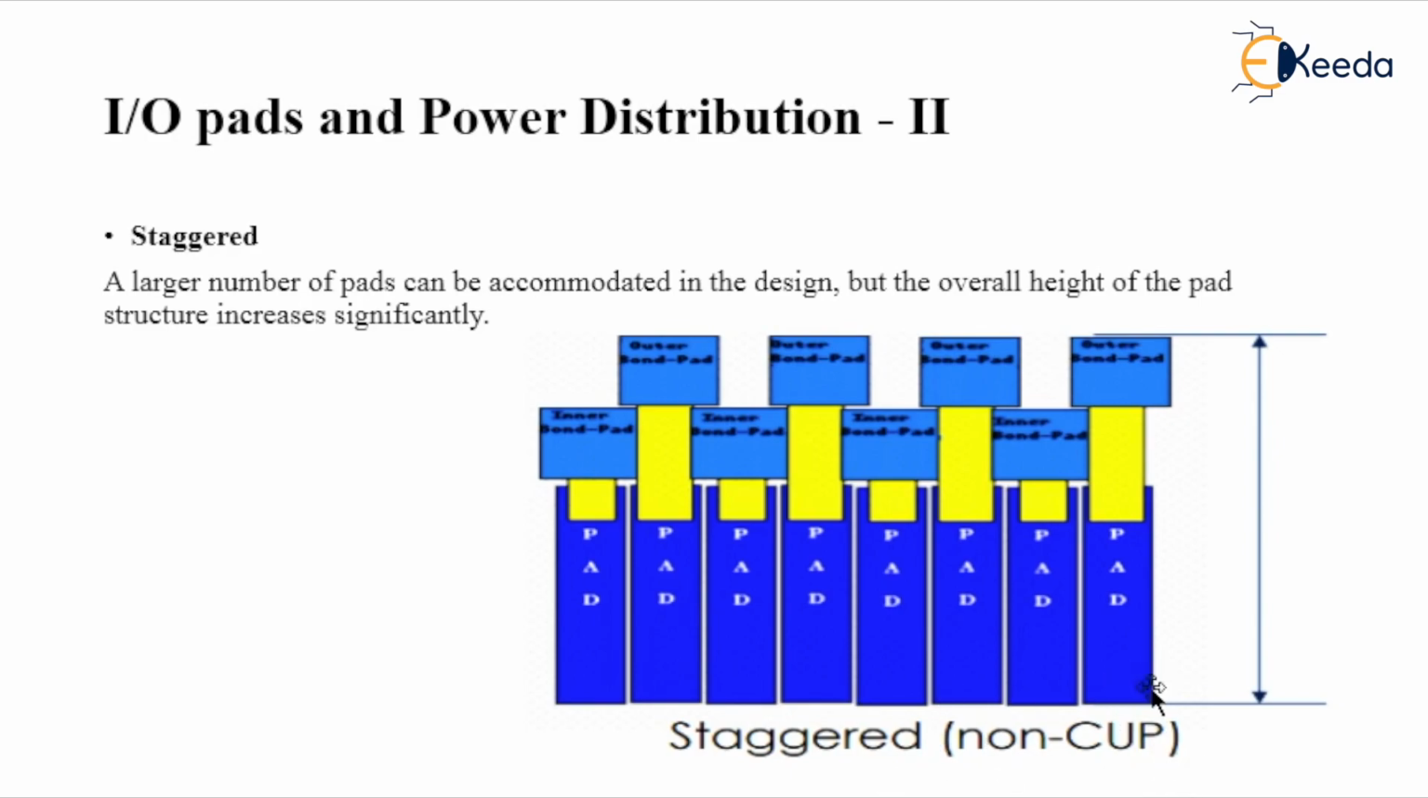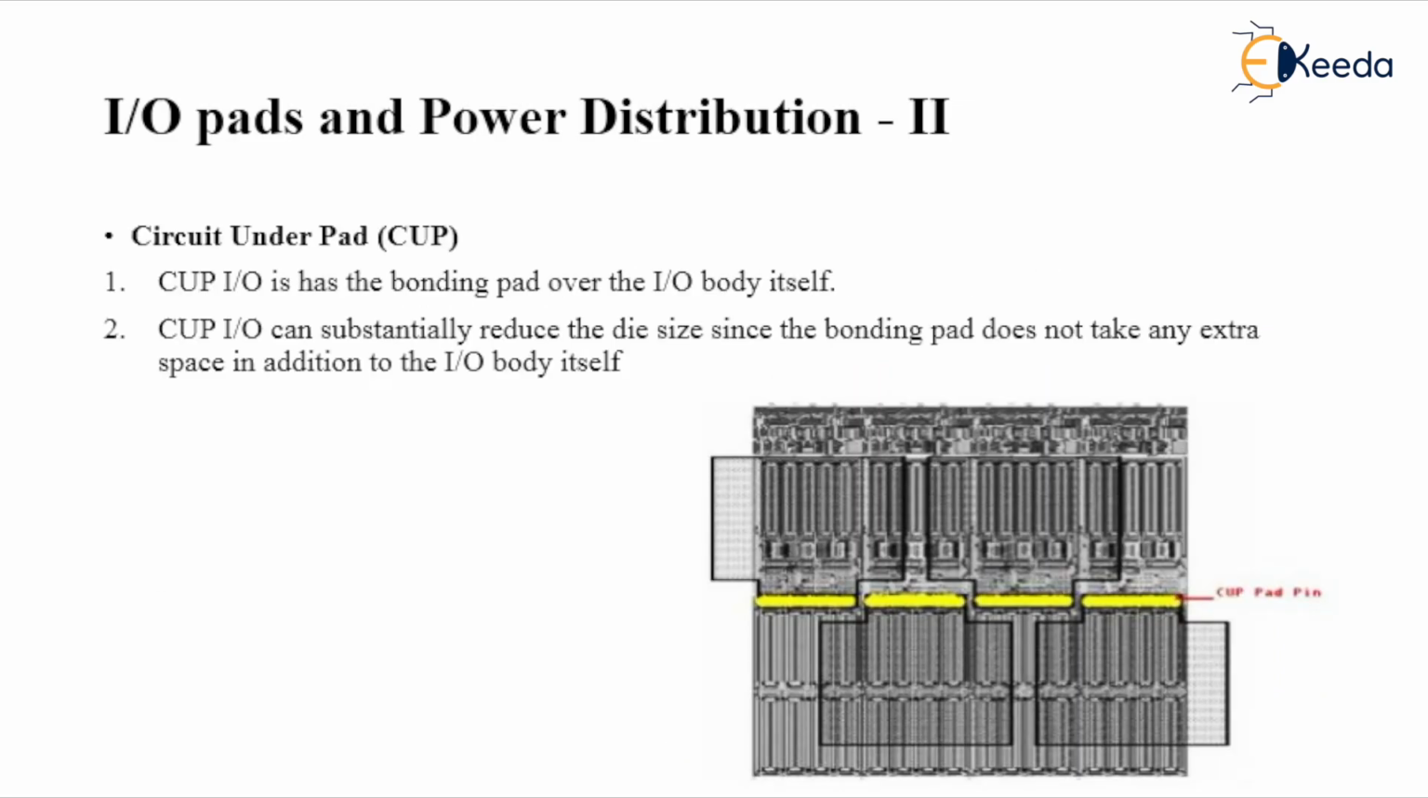This comes under non-CUP, circuit under pad. Next we go to circuit under pad. This circuit under pad has the bonding pad over the input/output structure itself. So this CUP, circuit under pad input/output, can substantially reduce the die size.